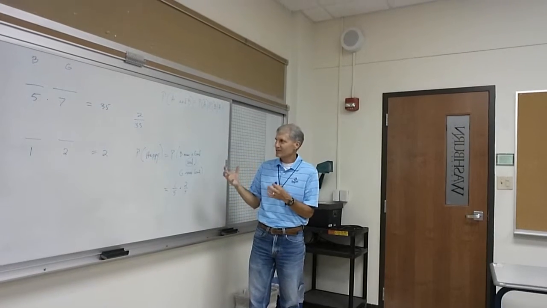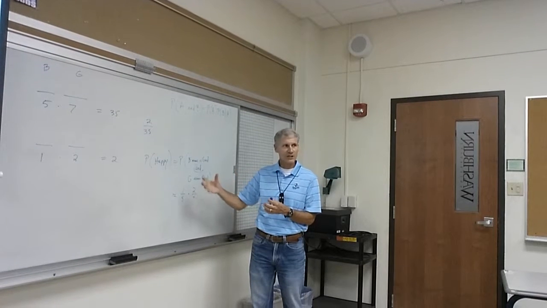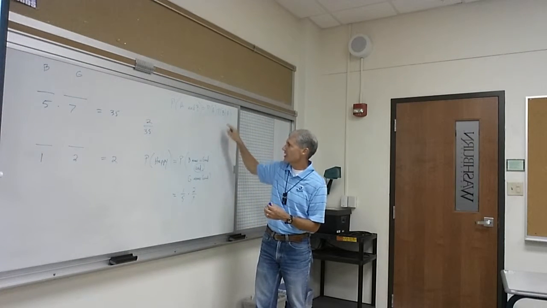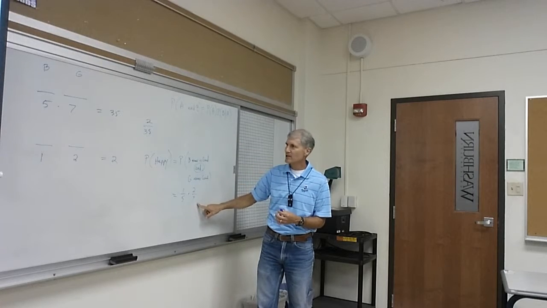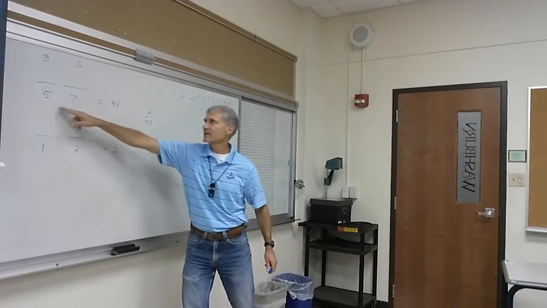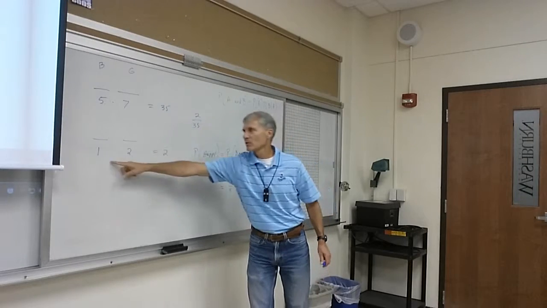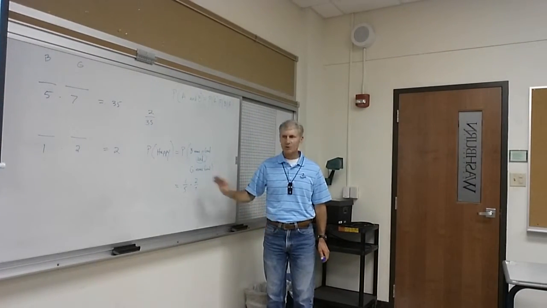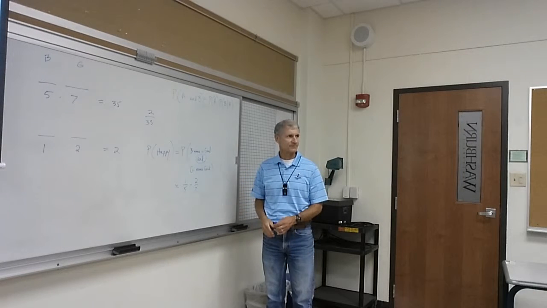So without really knowing it, you're using the fundamental principle of counting, but it happens through the multiplication rule and the denominators. But it's exactly what we did. We took 5 times 7, that became the bottom. We took 1 times 2, and that became the top. Right? So the multiplication rule has that built into it.